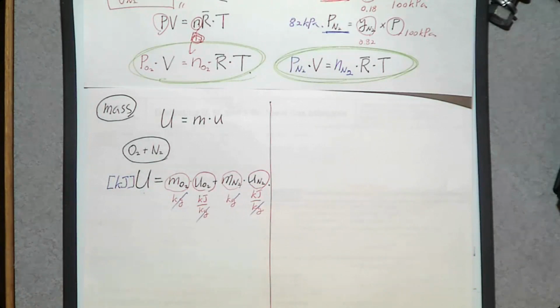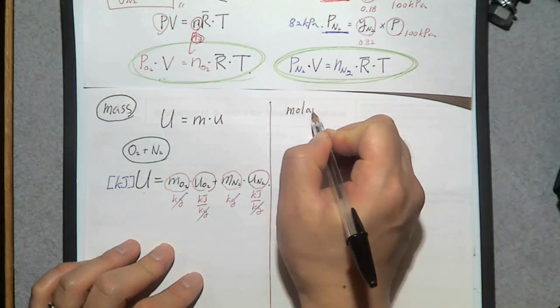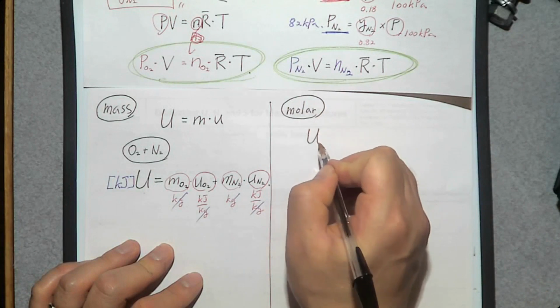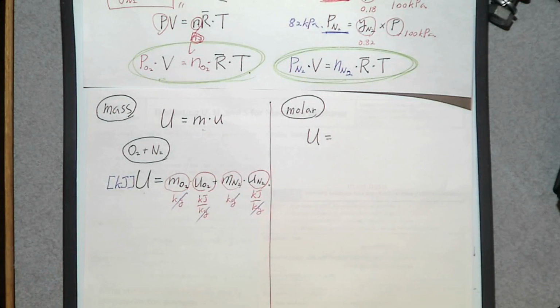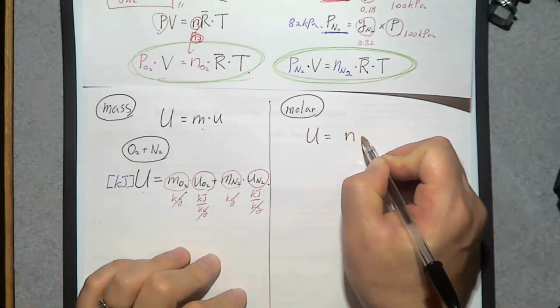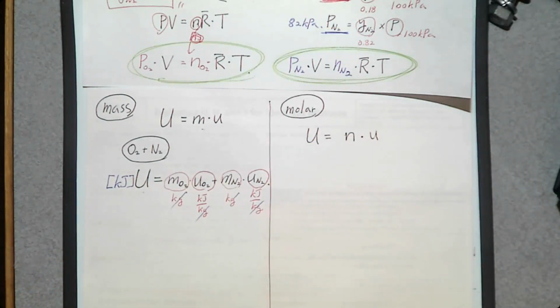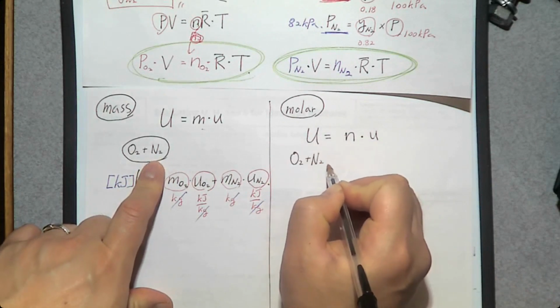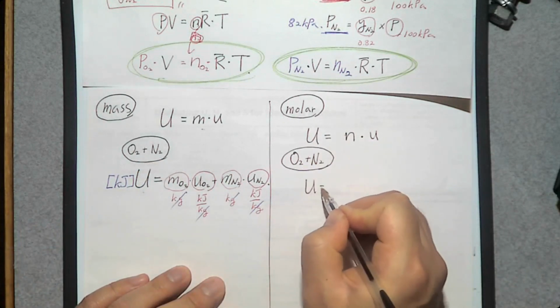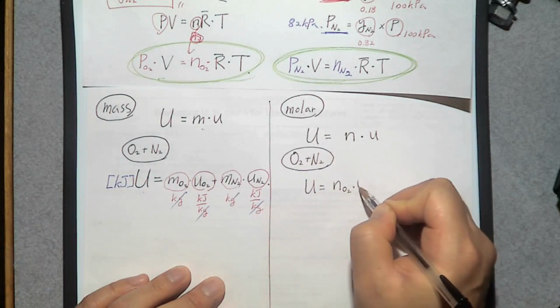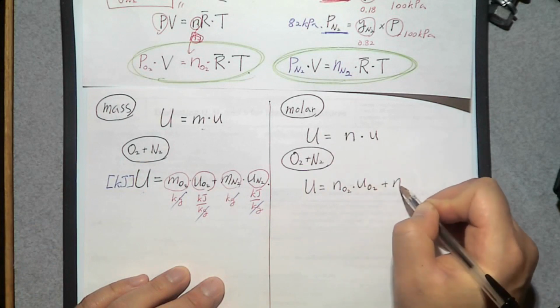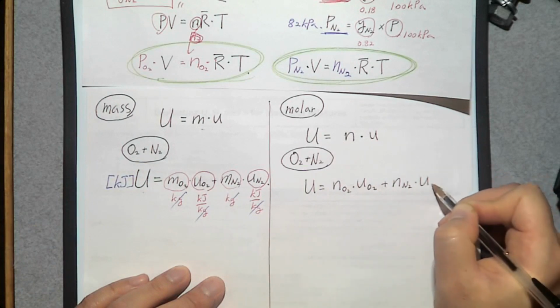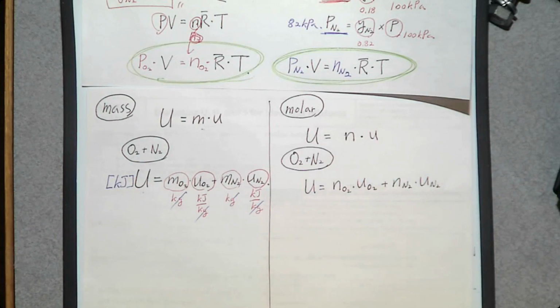We can also calculate the internal energy of the mixture on a molar basis. So on the right hand side, we are going to say on a molar basis, then U is going to be what? Mass times u? No. Mass can be used on a mass basis. Now we have a molar basis. So not M, but N, times specific internal energy. Then if you have a mixture of oxygen and nitrogen, U is going to be the number of moles of oxygen times specific internal energy of oxygen plus the number of moles of nitrogen times the specific internal energy of nitrogen. Then what is the unit of this number of moles?